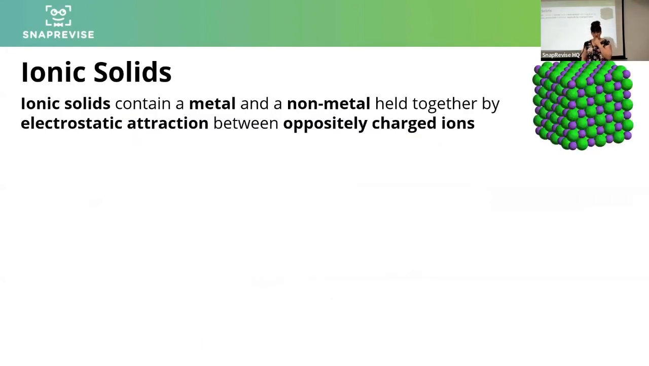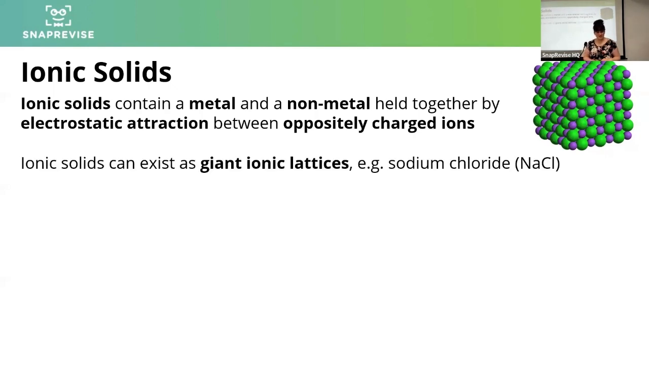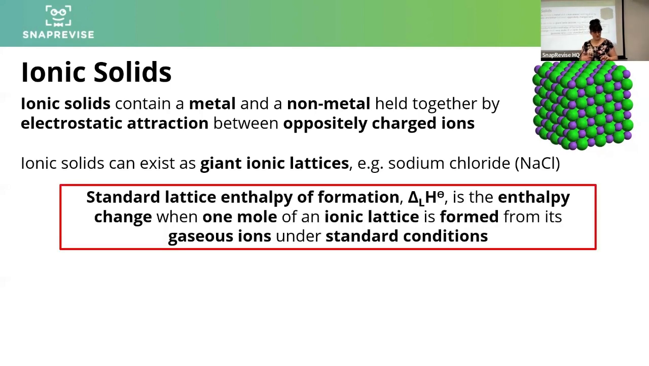So, ionic solids. What is an ionic solid? Ionic solids contain metal ions and non-metal ions held together by the electrostatic attraction between oppositely charged ions. Ionic solids can exist as giant ionic lattices, so that's what they are usually at room temperature under standard conditions.